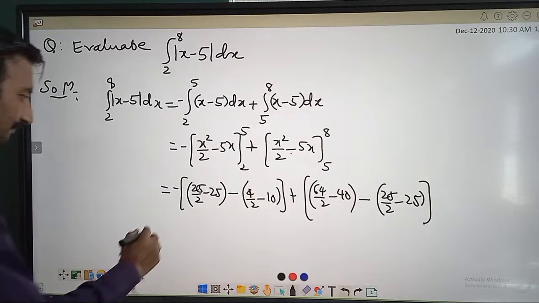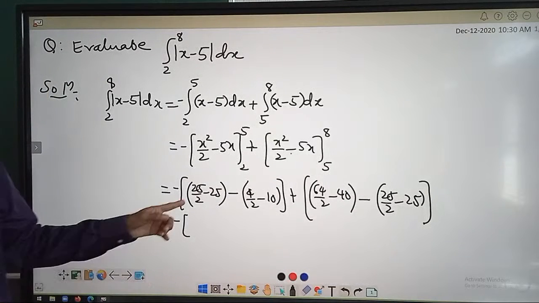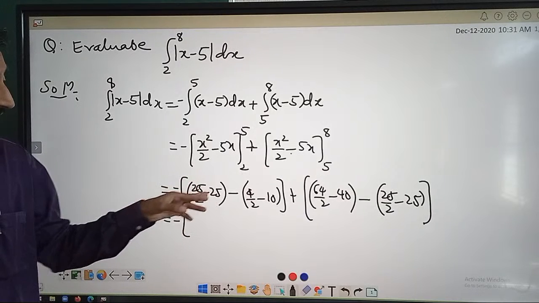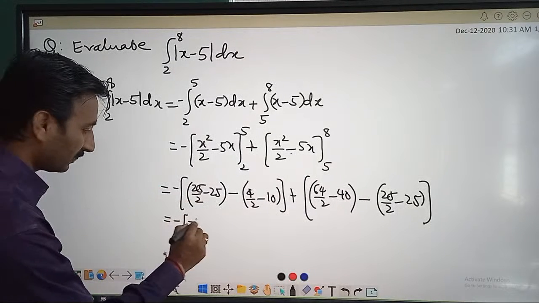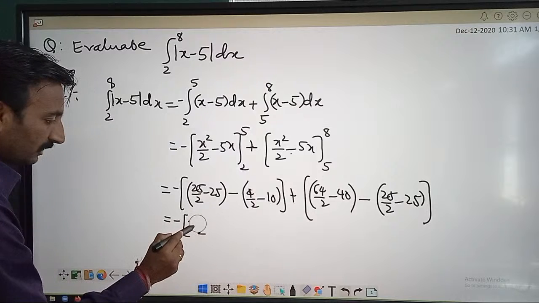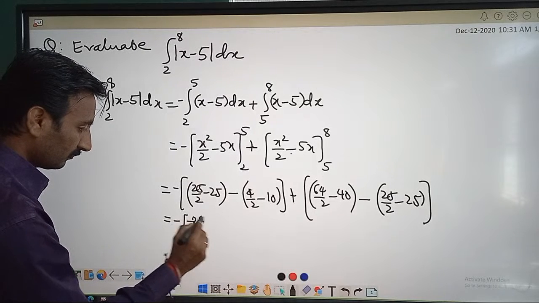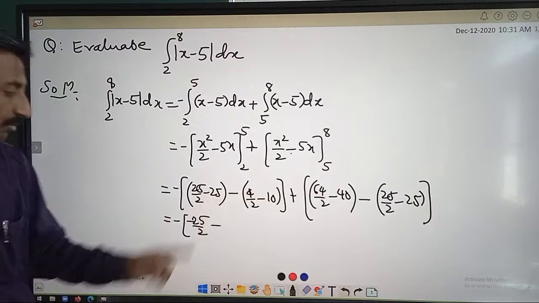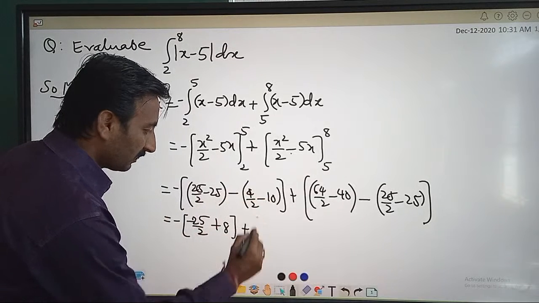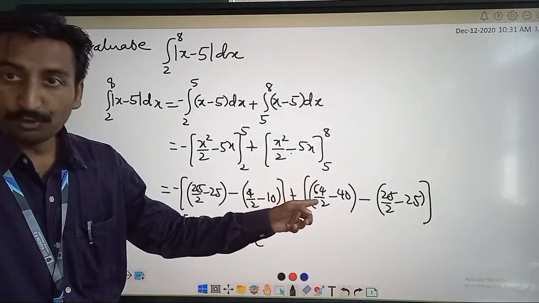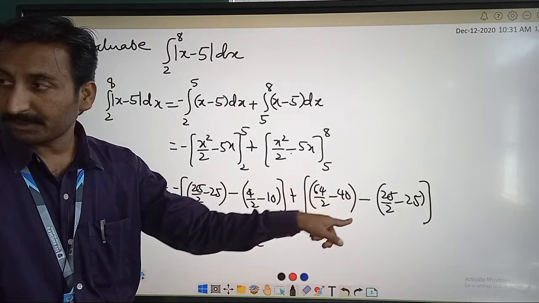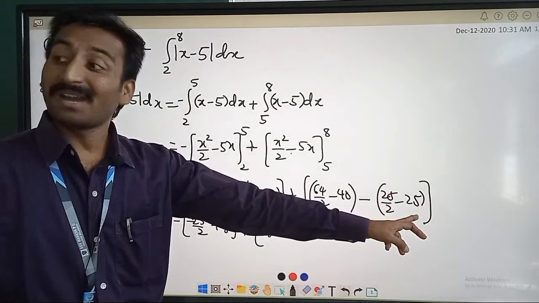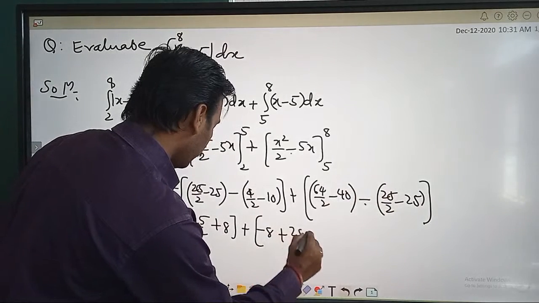Next, proceed. One thing you remember, half of 25 and full 25: 25 half means 1 by 2 minus 1 is minus 1 by 2, so it is again minus 25 by 2. Now 4 by 2 is 2, 2 minus 10 is minus 8, minus of minus is plus 8. Plus, 64 divided by 2 is 32, 32 minus 40 is minus 8. Very good. Again 25 by 2 minus 25 is minus 25 by 2, plus 25 by 2.